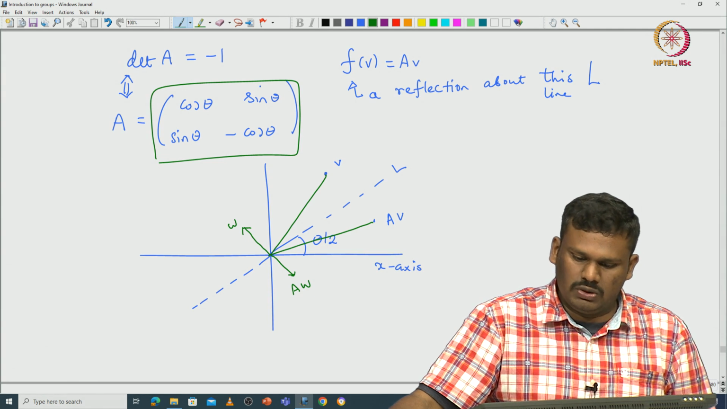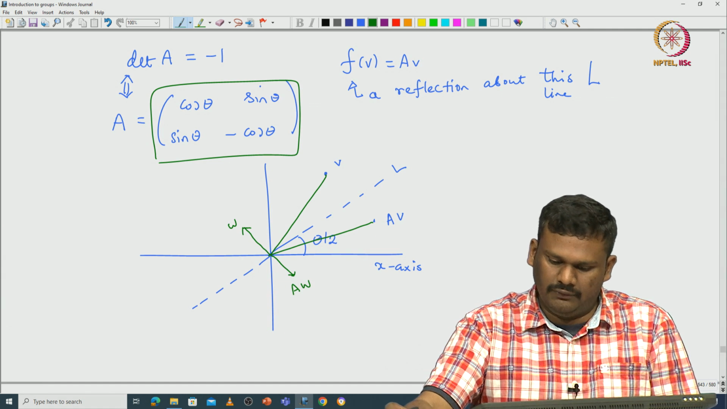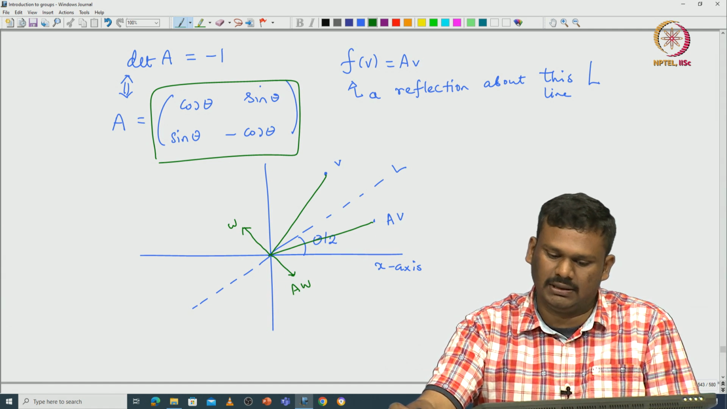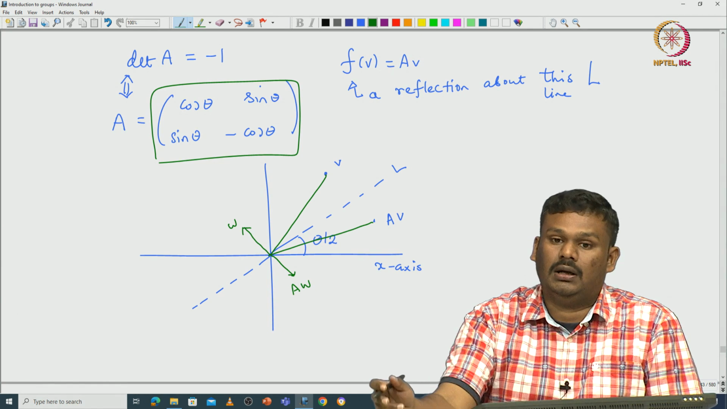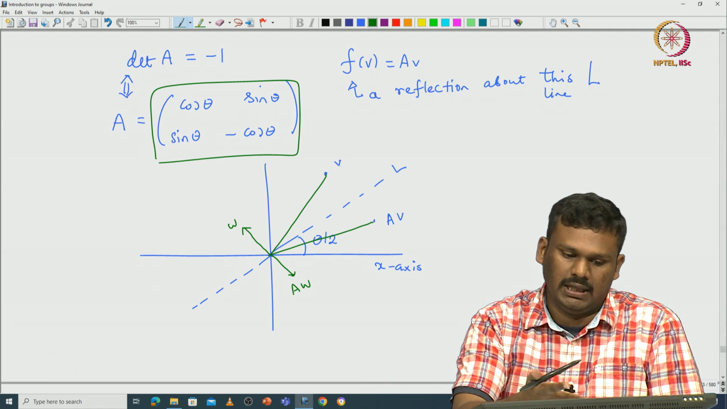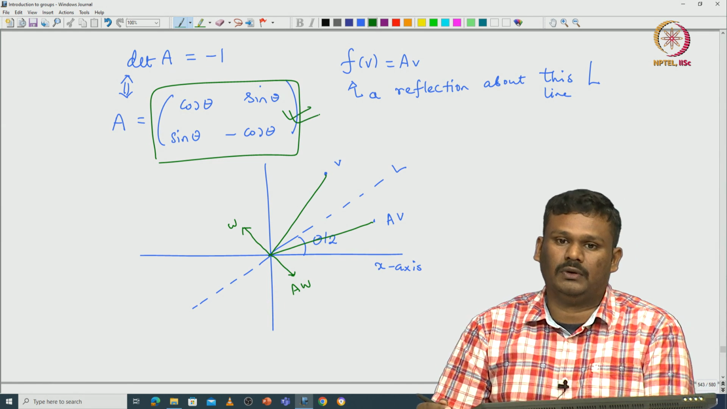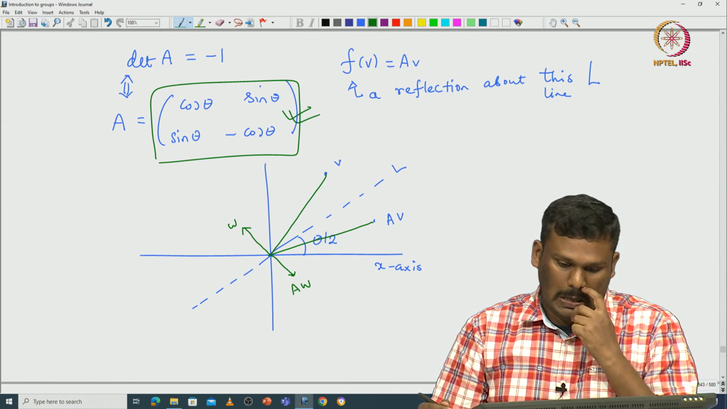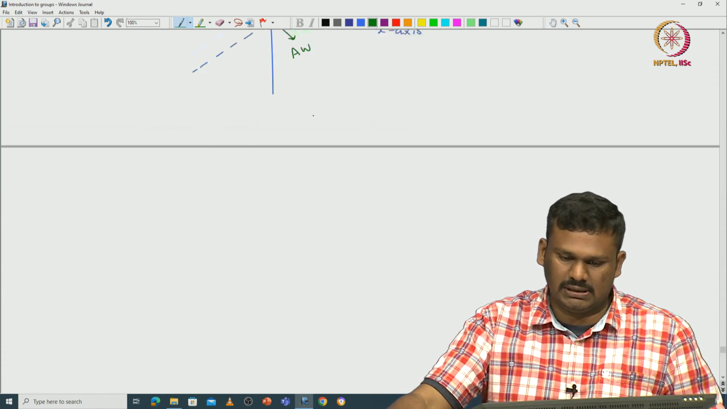So, what we want to say is, if you take a line that makes angle theta by 2 from the x axis, then if you reflect with respect to that line, that reflection as a linear transformation has exactly this particular matrix form. That is what we are claiming. So let's try to actually verify this.